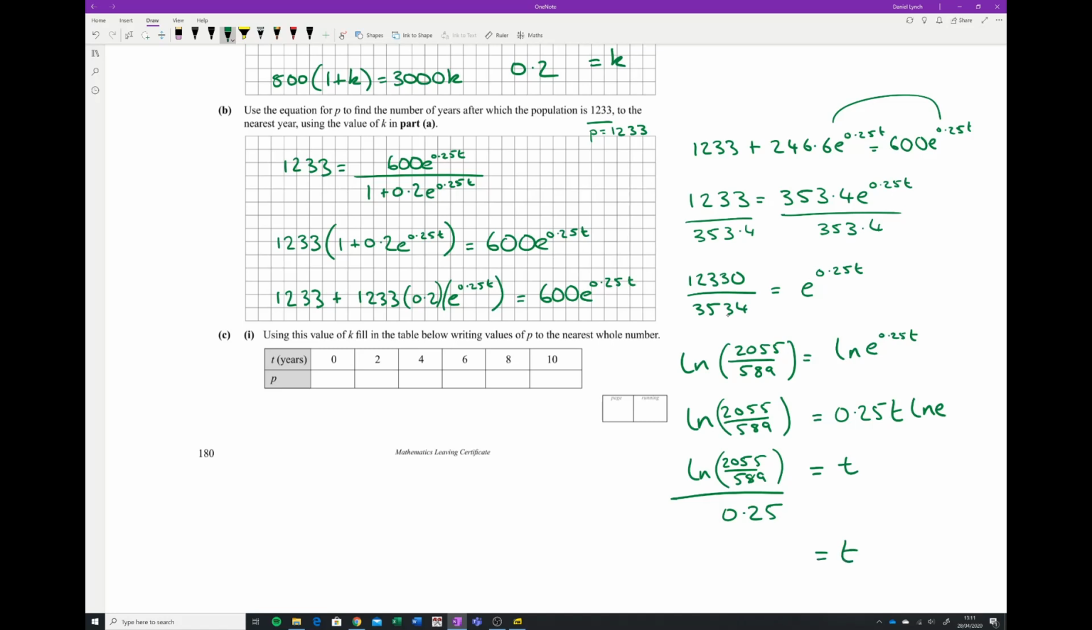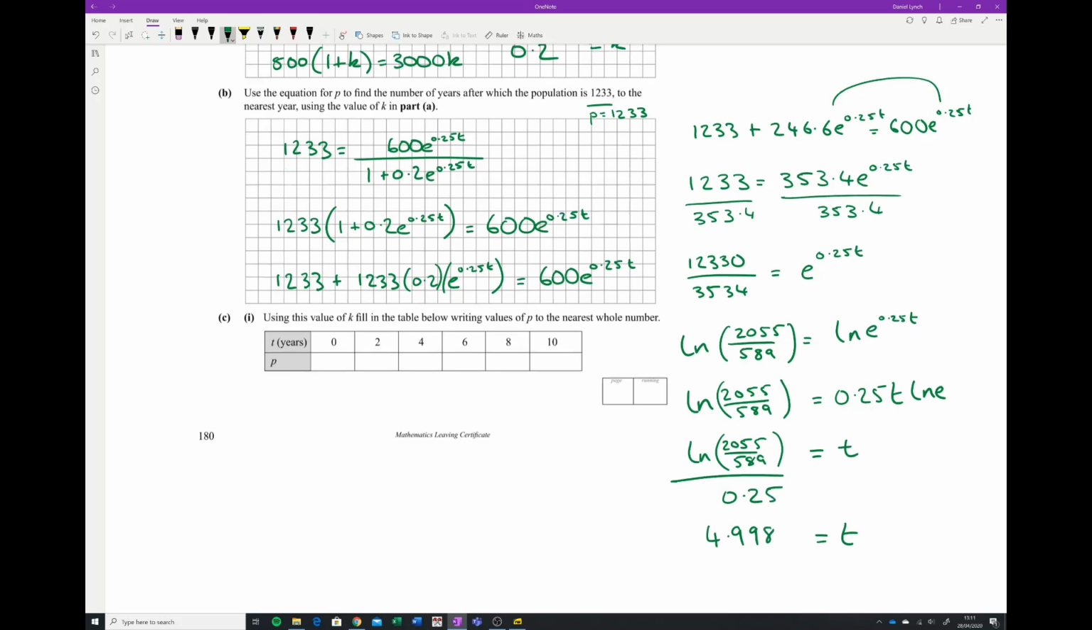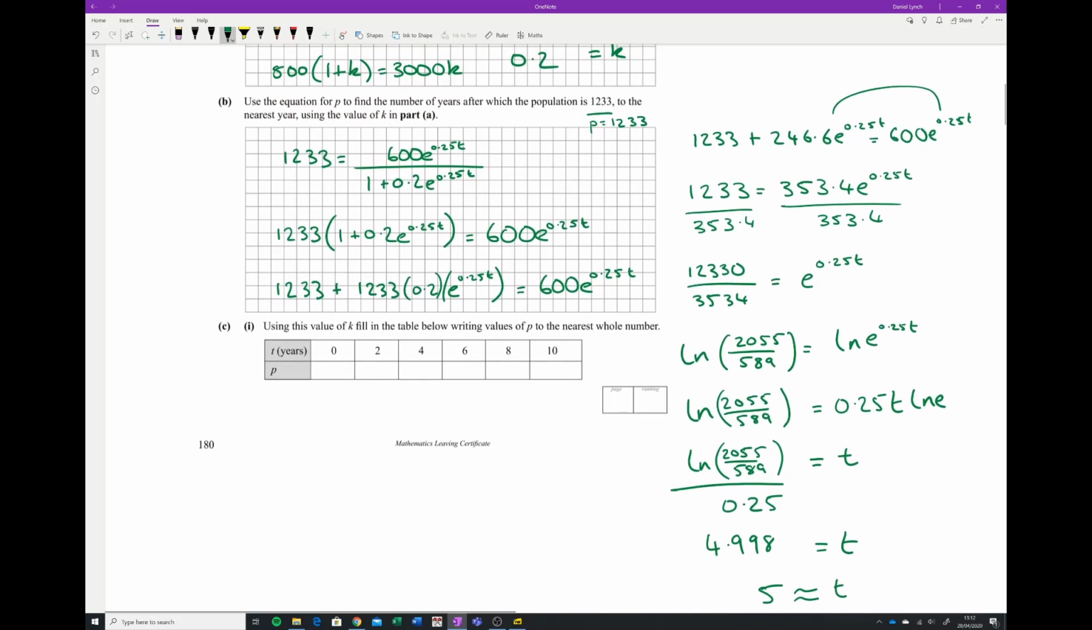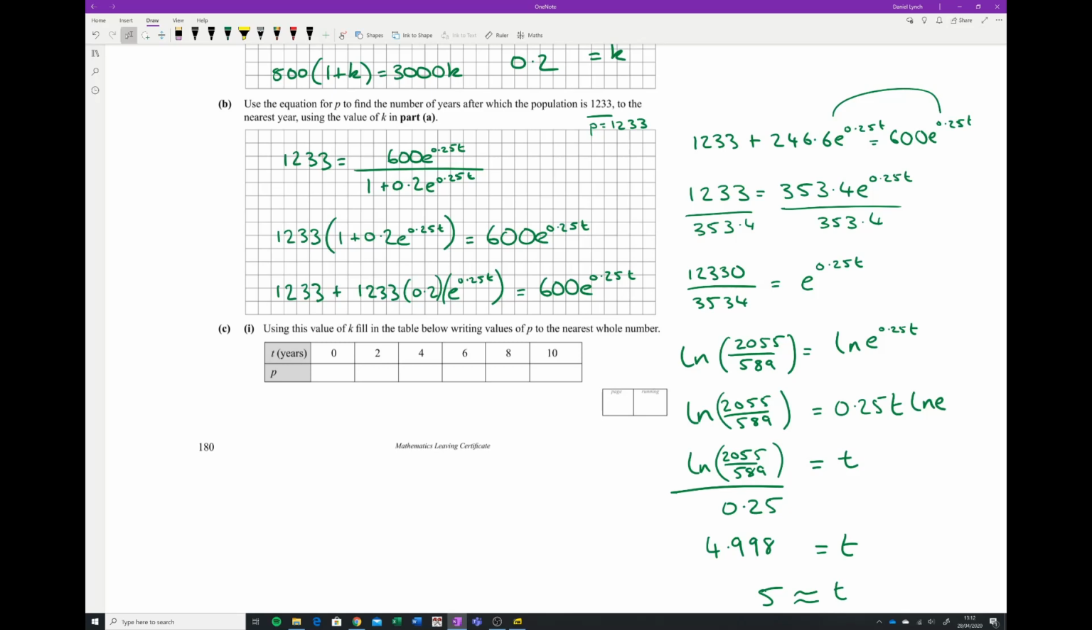So let's see, we should get ln of the answer, and we should divide that by 0.25. And we get t is equal to 4.998. So I think it is fair to say that they're looking for something along the lines of t is equal to 5. I might even just say t is approximately equal to 5. So we got 5 years there for it. Okay, there's our answer. As you can see, it doesn't quite fit into the B part at all.